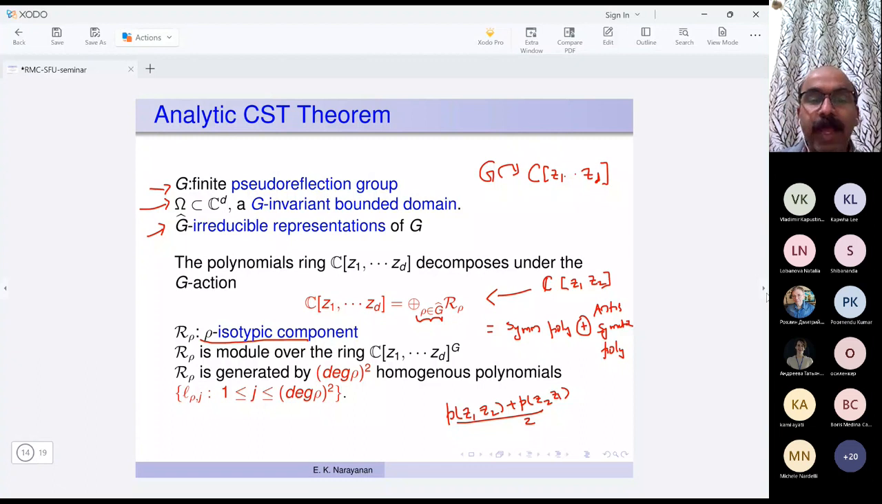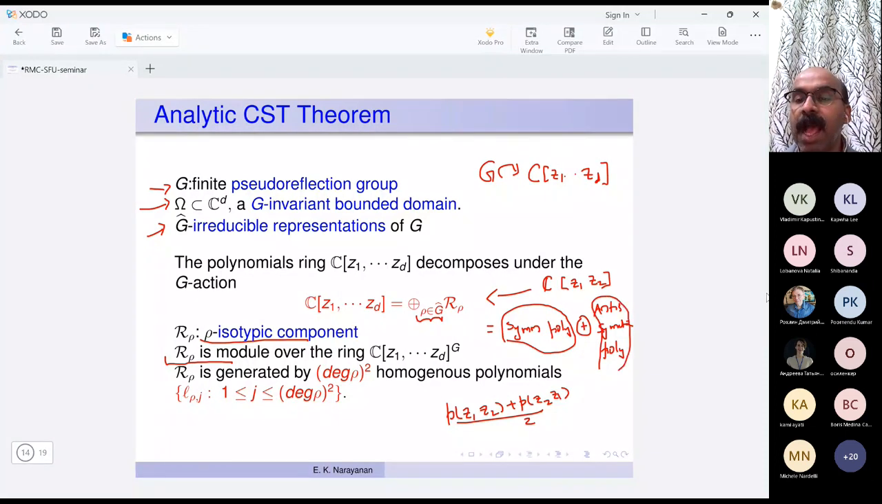Now it's easy to see that if I look at polynomials which transform according to a fixed representation, I can multiply them with invariant ones, right? And I will still be in the same space. For example, if I look at symmetric polynomials and I multiply by symmetric polynomials, I will still be there, right? Similarly, if I take anti-symmetric polynomials and I multiply by symmetric polynomials, you have to look at invariant ones, I will still be in the space of anti-symmetric polynomials. So that gives me a module action of the invariant polynomials, which is a ring, on R_rho, right?